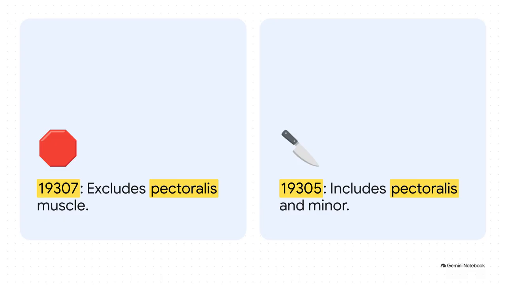In stark contrast, the traditional Halsted radical, 19305, removes the breast, the axillary nodes, and both the pectoralis major and minor muscles en bloc. That pectoralis major? That is your absolute key differentiator.